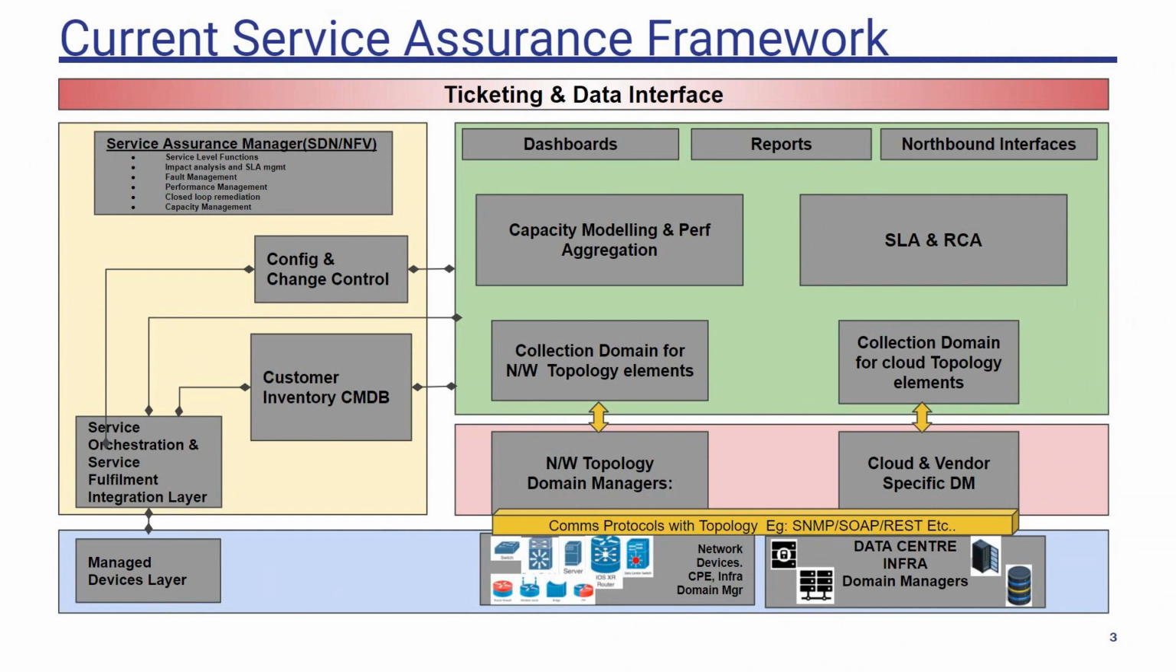So this is what ticketing is. Once the fault is remediated, the ticket gets closed. If the fault doesn't get remediated, the ticket gets transferred to the relevant team. That is the ticketing interface. It comes at the top of the line. So we have seen how the alarms in the physical elements get transferred all the way through the collection domain, through domain managers, to the collection domain. It has capacity modeling and performance aggregation, and then goes to dashboard reporting, and then the ticketing and data interface.